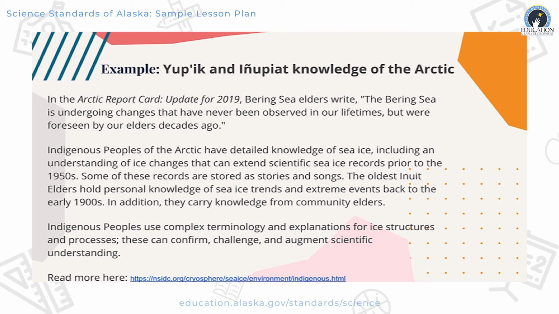Well, indigenous people of the Arctic have detailed knowledge of sea ice, including an understanding of ice changes that extend past scientific sea ice records prior to the 1950s. Some of these records are stored as stories and songs. The oldest Inuit elders hold personal knowledge of sea ice trends and extreme events back to the early 1900s. In addition, they carry knowledge from community elders.